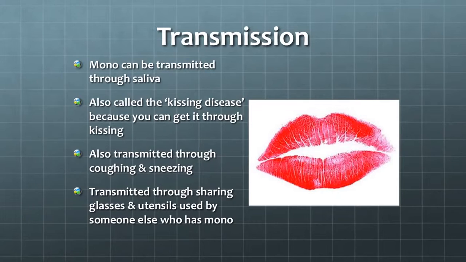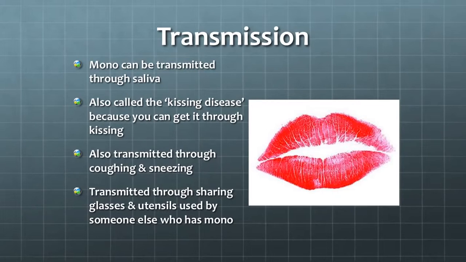Transmission. Mononucleosis can be transmitted through saliva. It's also called the kissing disease because you can get it through kissing. And this seems to be the most common way of developing this disease.